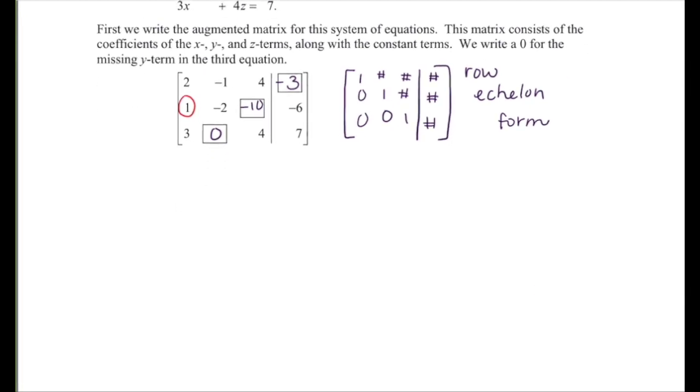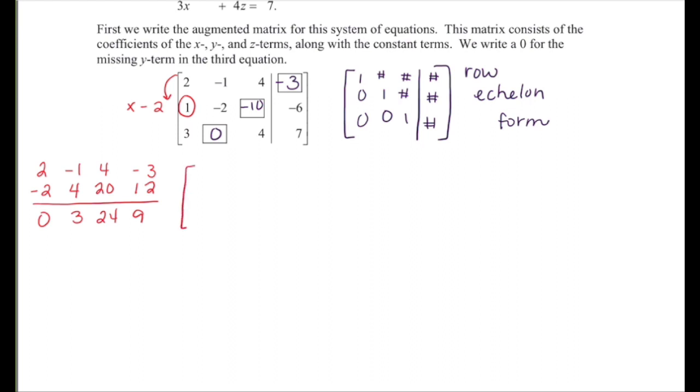To do that, I'm going to multiply my second row by negative 2, so that when I add it from the first row to the second row, that second row becomes a 0. My first row will stay the same at 2, negative 1, 4, negative 3. My second row is negative 2, positive 4, positive 20, and positive 12. When I add these together, I'll have 0, 3, 24, and 9.